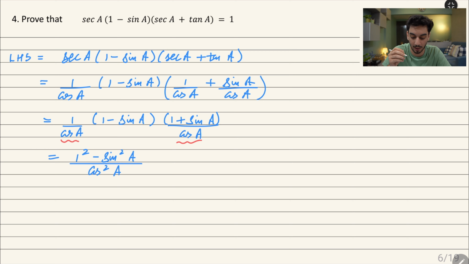Now in the numerator it is 1 minus sine square. Now we all know 1 minus sine square is cos square, the first identity. 1 minus sine square a would be cos square a, and the denominator is also cos square a. These two just cancel out and my final answer would be 1, and that is what my right hand side is.